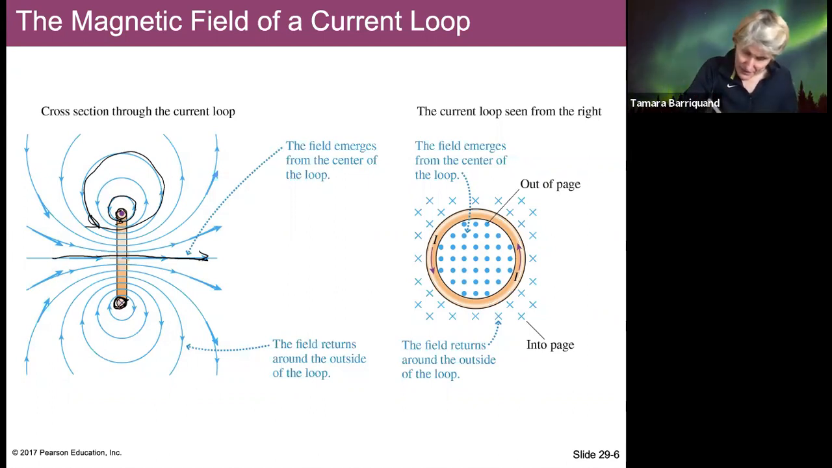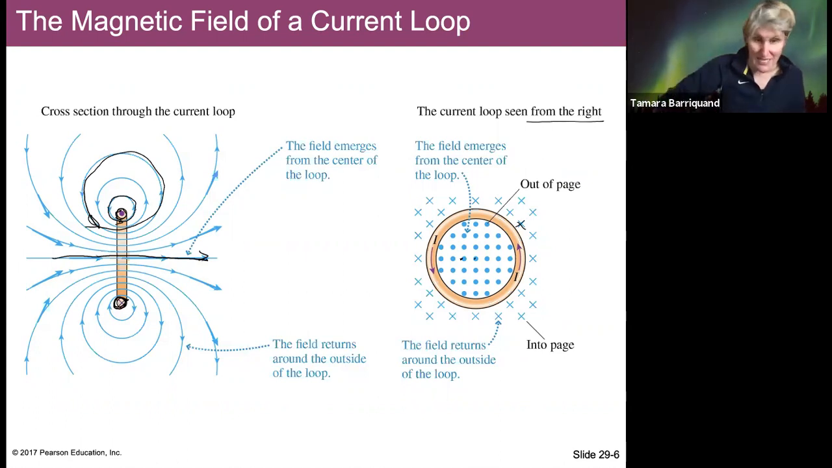This figure over here is now looking back at our loop to the right. So we're now looking back, seeing it from the right. And if we see it from the right, we see right in the center these dots, which are telling us that our magnetic field is coming out towards us. We see the arrows coming towards us. And on the outside we see the X's, which tell us that it's going into the screen there.